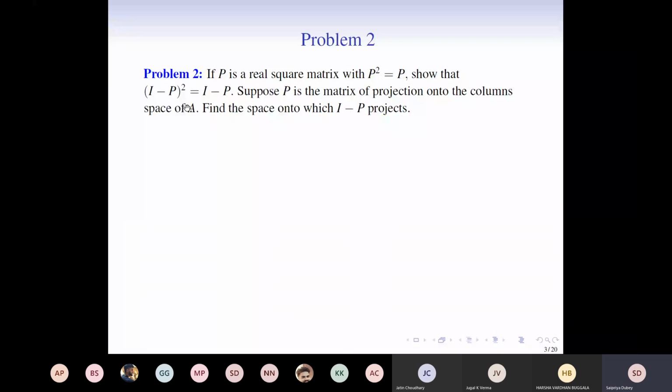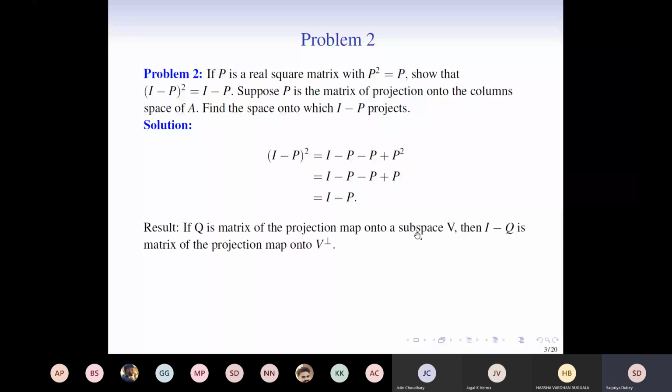We are continuing with the notation of A. The matrix A is as given in problem 1. So let's begin. First we'll calculate I minus P square. So this we already know it is this. Here we are assuming that P square is equal to P, right? So we just put it here, and that gives us P minus P goes away, so it gives us I minus P. So you can see that when we square this matrix I minus P, we get the same matrix I minus P again.